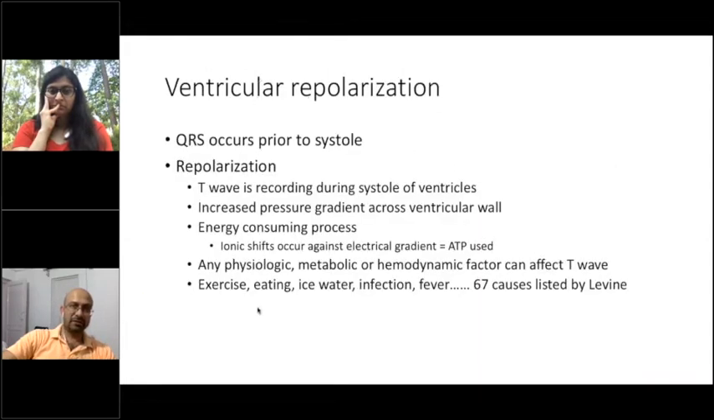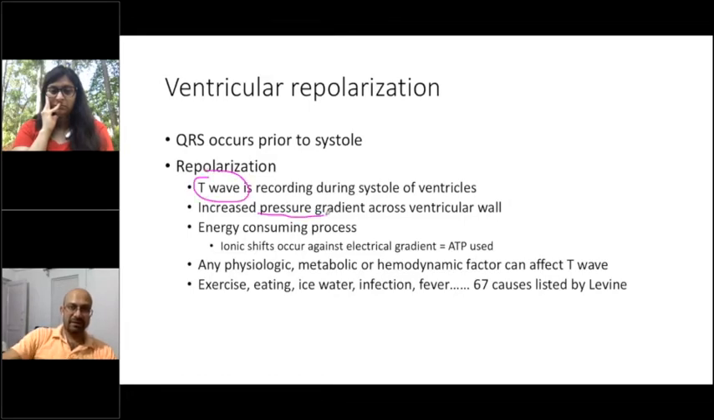So what happens to the T wave? The T wave is formed by the ventricular repolarization. There is QRS, which is occurring prior to the systole. However, when the repolarization of the ventricles is happening, that's when you get the T wave. That's one part of it.